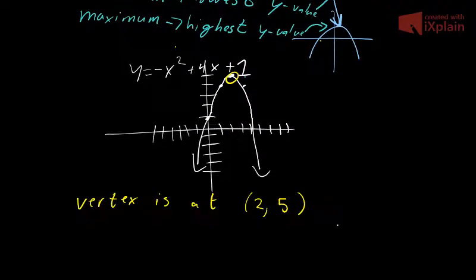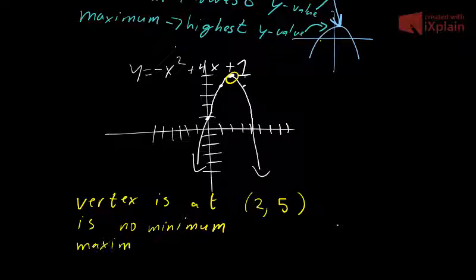And then I can ask myself, what is the minimum and maximum? The minimum is the lowest point. If we look, it goes down, just kind of keeps going down. So I'm going to say there is no minimum. But if we look for a maximum, we do have a maximum of 5. So our parabola will never go any higher than 5. That's its maximum. It has no minimum, and the vertex is there at 2, 5.